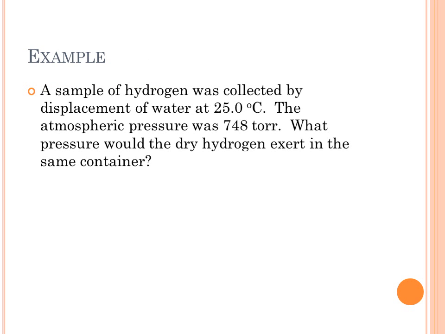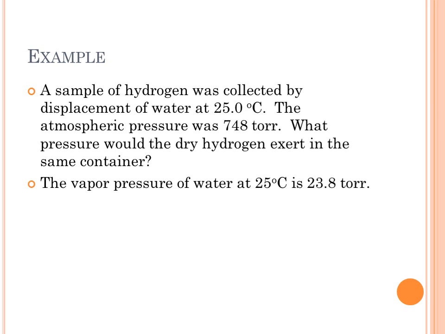So let's say a sample of hydrogen was collected by displacement of water at 25 degrees Celsius or 298 Kelvin. The atmospheric pressure was 748 torr. What was the pressure of the dry hydrogen exerted in the same container? So if we look up 25 degrees Celsius, we would find that the vapor pressure is 23.8 torr. And you'd have to look that up. There's no way to memorize all the possible values.